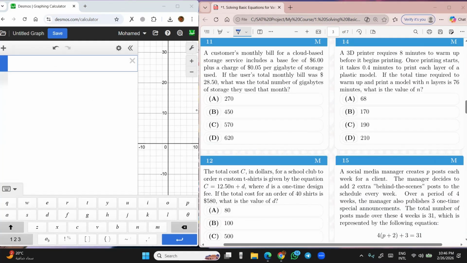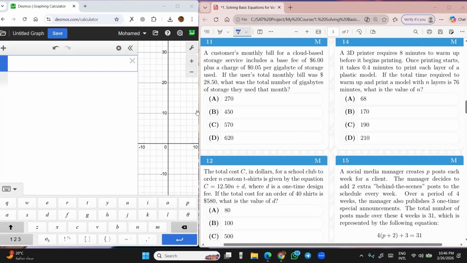And from question number 11 to number 20, they are medium level, where sometimes we need to write the equation without having it. You have to write the equation and then ask Desmos to help you solve it. But writing the equation maybe is the challenging part.